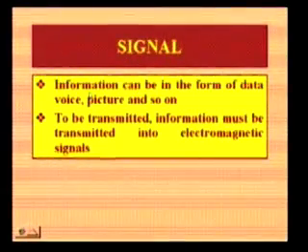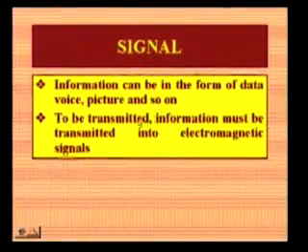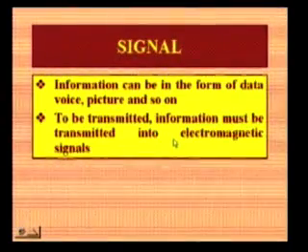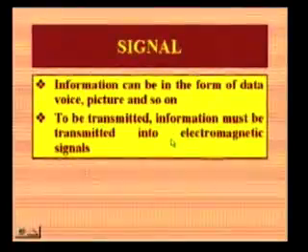And then we'll talk about the signal now. You know that signal is again very much important, and signal information can be in the form of data, voice, picture. Already I told you. To be transmitted, information must be transformed into electromagnetic signal. That you have to understand now.